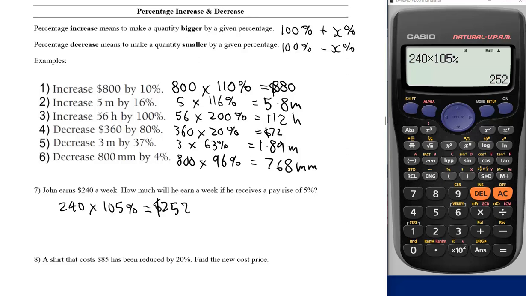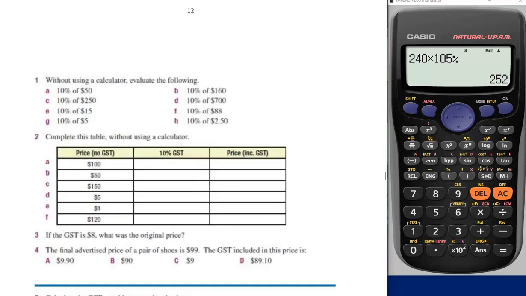Okay, last example. A shirt that costs $85 has been reduced by 20%. It's probably a pretty cool shirt, so let's calculate what that will be. It'll be 85.